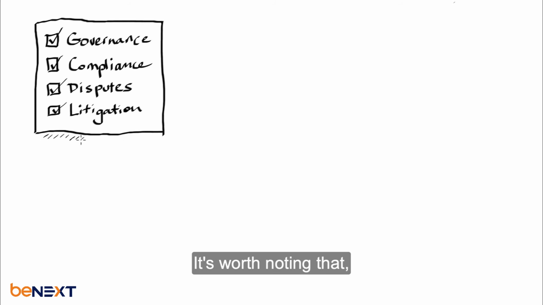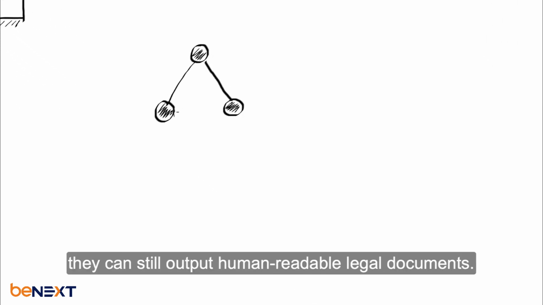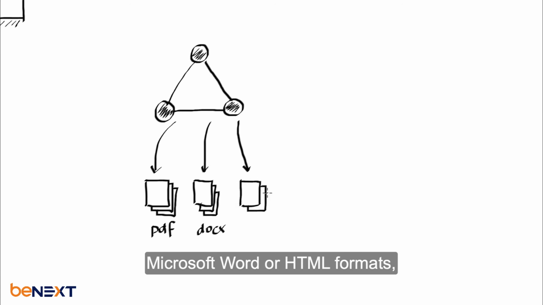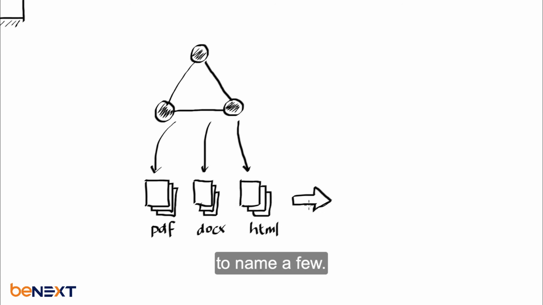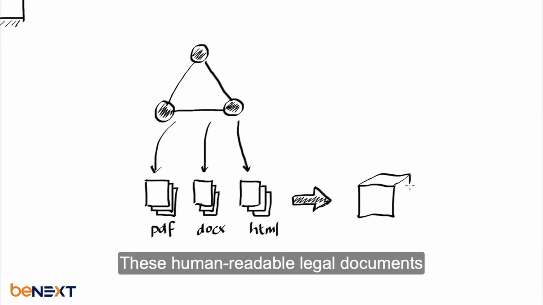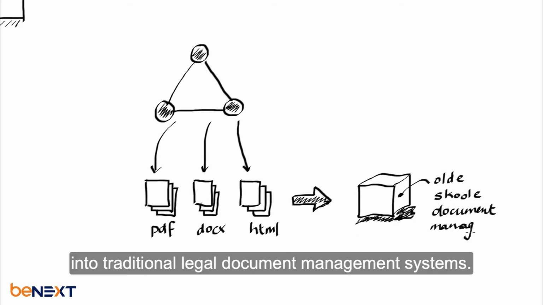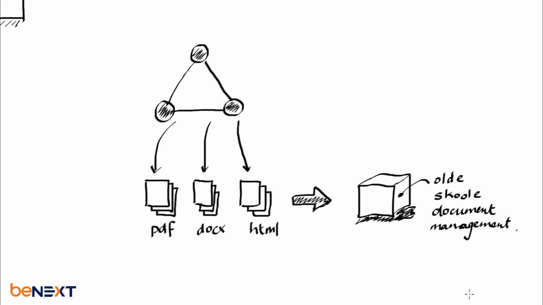It's worth noting that, while smart legal contracts are software, they can still output human-readable legal documents. For example, Adobe Acrobat PDF, Microsoft Word or HTML formats, to name a few. These human-readable legal documents can then be printed or imported into traditional legal document management systems.